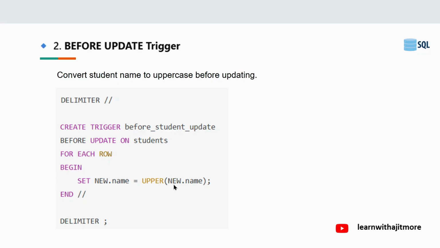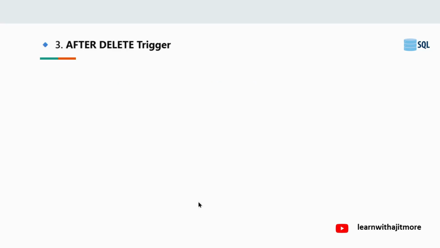Okay, so whatever that new dot name is, new dot name contains the name which you are just updating. So it can be lower, mixed, anyhow. We generally convert it to upper and store it in new dot name. And as this is done before, the changes are made first. After that the updation will take place and it will take this new value.